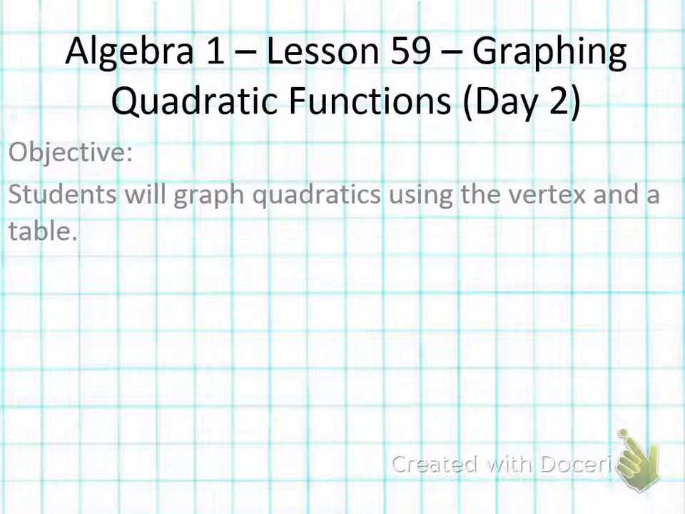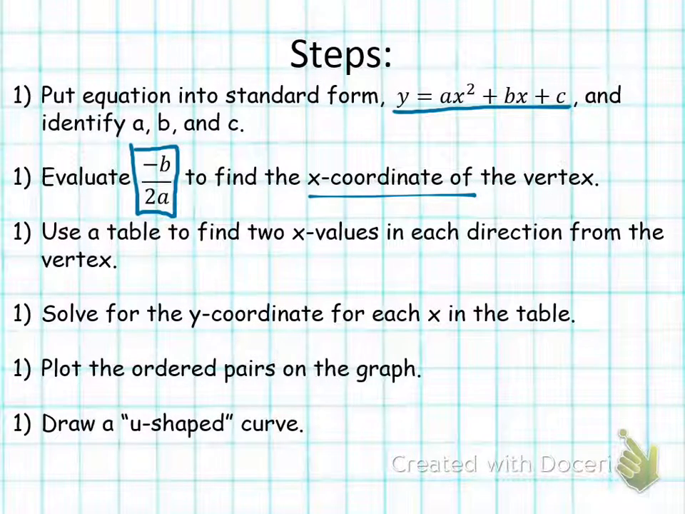Okay, so I'm going to move on to your steps. Again, these are just the same as yesterday. So you want to put your equation in standard form. You're going to identify a, b, and c. Then you'll evaluate the negative b over 2a, that little formula that we have, to find the x-coordinate of the vertex. That's going to be your middle point in your table, and then you'll find two x values that are smaller than it, two that are bigger, and then find the y-coordinates that go along with those x values, plot the ordered pairs, and then draw your U-shaped curve. Okay?